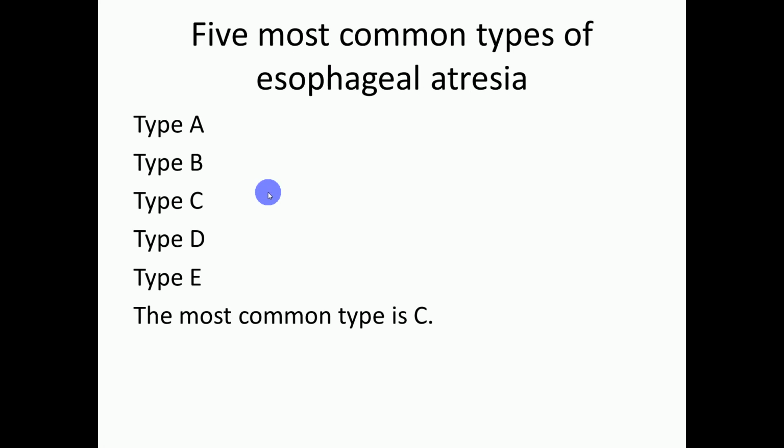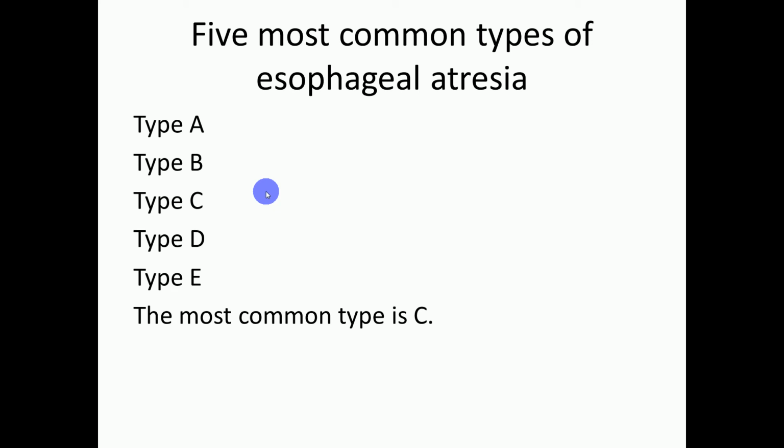So there are actually over 96 variations. You'll be glad to know I'm only going to have you know the top 5: A, B, C, D, and E. The most common type is C. So just to review again, if you see EA, that's esophageal atresia. That means the esophagus is not completely formed and ends in a blind pouch. TEF refers to either a proximal and or distal connection between the esophagus and the trachea. So there's a fistula between the esophagus and the trachea.